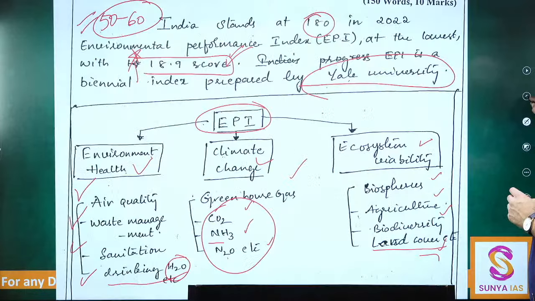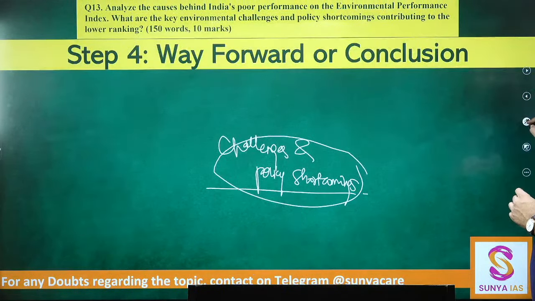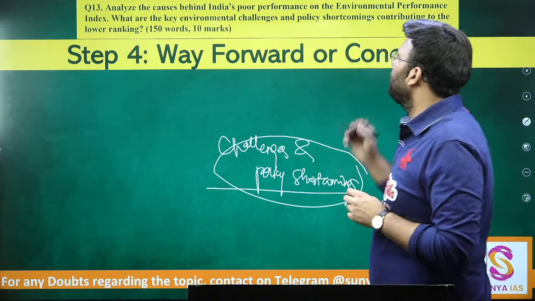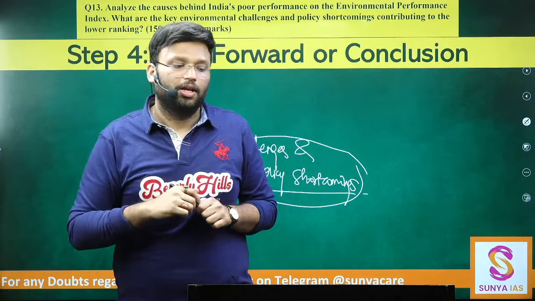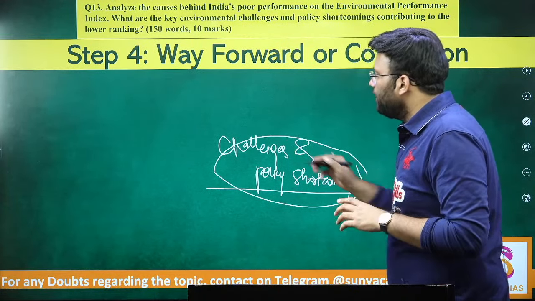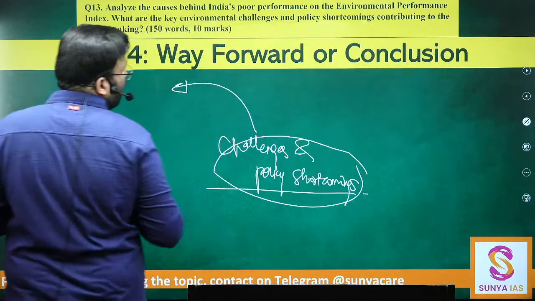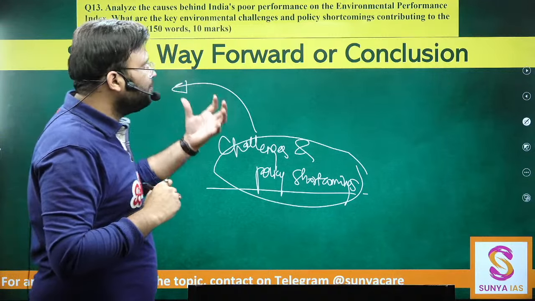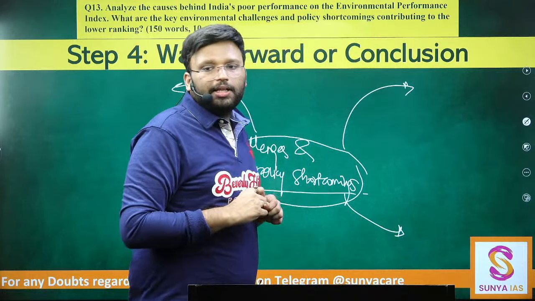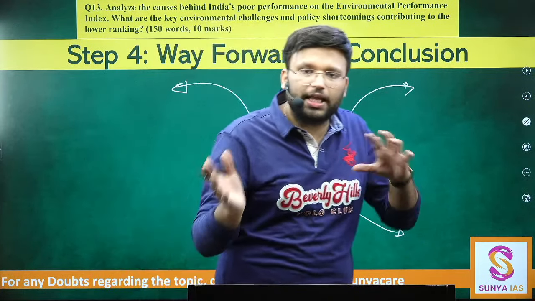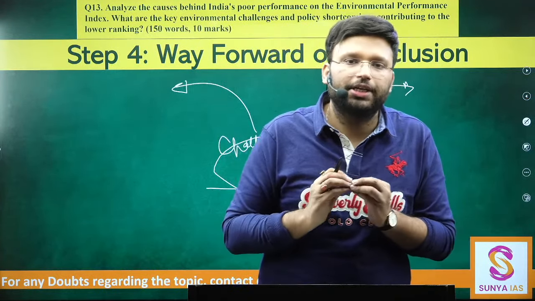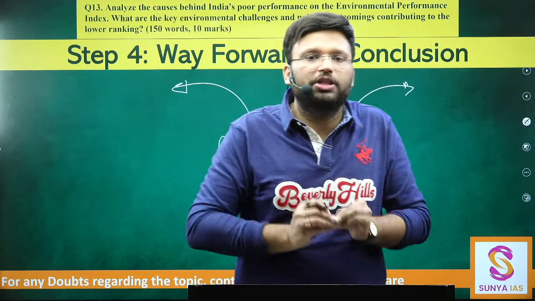Now we have to come to the part where we will tell what the key environmental challenges and policy shortcomings are when it comes to the context. So environmental challenges we have already seen above, but now we have to think about what the policy shortcomings are, how we are not able to prepare. Then here again you have to tell what the issues are. For example, why air quality is degrading, stubble burning is there, but what is the policy issue?